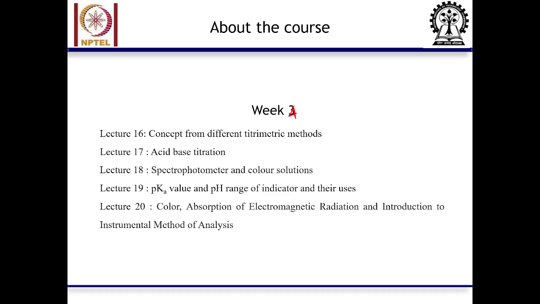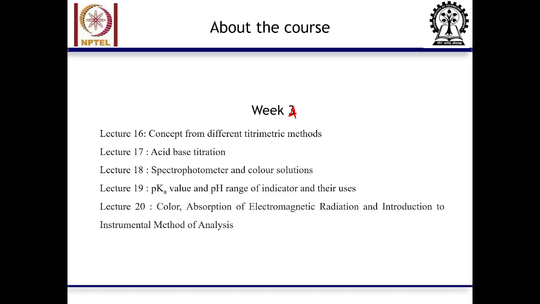And in lecture number 19, you have seen the pK value and pH ranges of indicators. Once you are going to do some titration, it is very important to know the pK value of the indicator and in what pH range we can use it. Suppose I'm going to do one titration, how will I find out which indicator is suitable? These are the things you came across in lecture number 19.